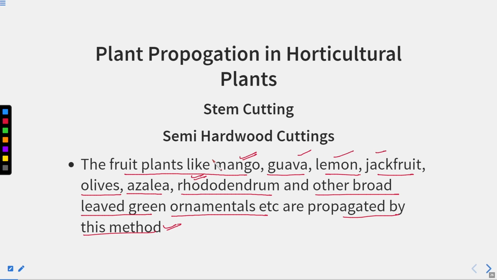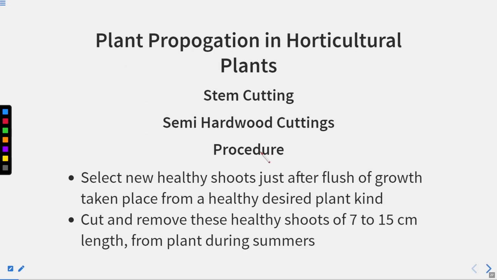Rhododendron is one of the plants that is grown in Uttarakhand. In fact, it is a flower of Uttarakhand, and this flower is used for making a drink also, very famous in that region. So these are some of the fruit plants that can be grown with the help of the semi hardwood cutting method. So what is the procedure for this method?